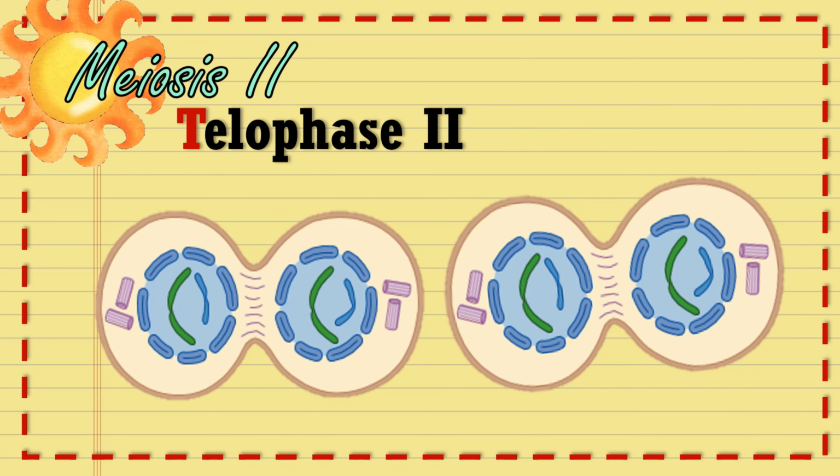Lastly, we have telophase 2. In telophase 2, the chromosomes start to uncoil, and the nuclear membrane and the nucleolus reappear. At this point, cytokinesis finally splits the cell, producing 4 haploid cells. Thus, keep in mind that the products of meiosis are 4 haploid daughter cells, whereas the products of mitosis are 2 diploid daughter cells.